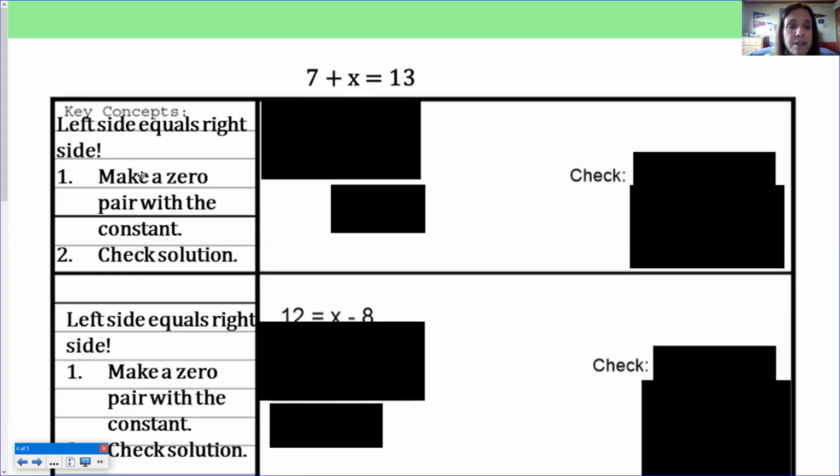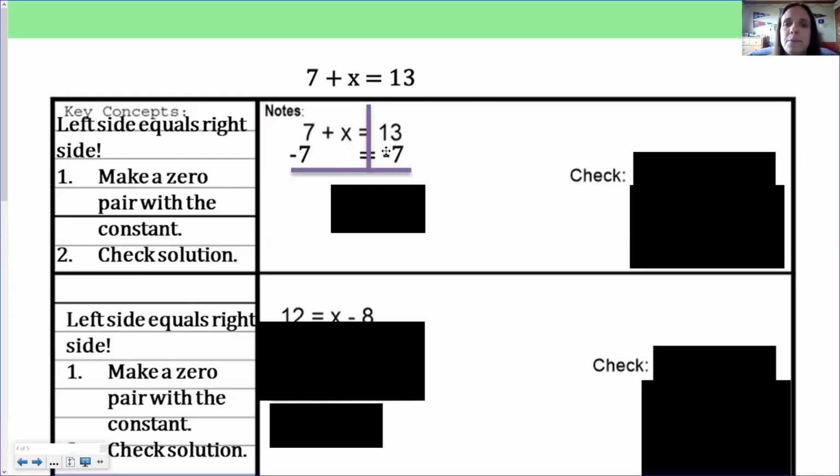All right, I'm going to follow the same steps. Make a zero pair with the constant. So what's my constant? The constant's what's being added or subtracted to the variable term. So the constant's 7. 13's on the other side of the equal sign. It's not being added or subtracted. It's the answer. So positive 7 is my constant. What would be a zero pair with positive 7? Negative 7.